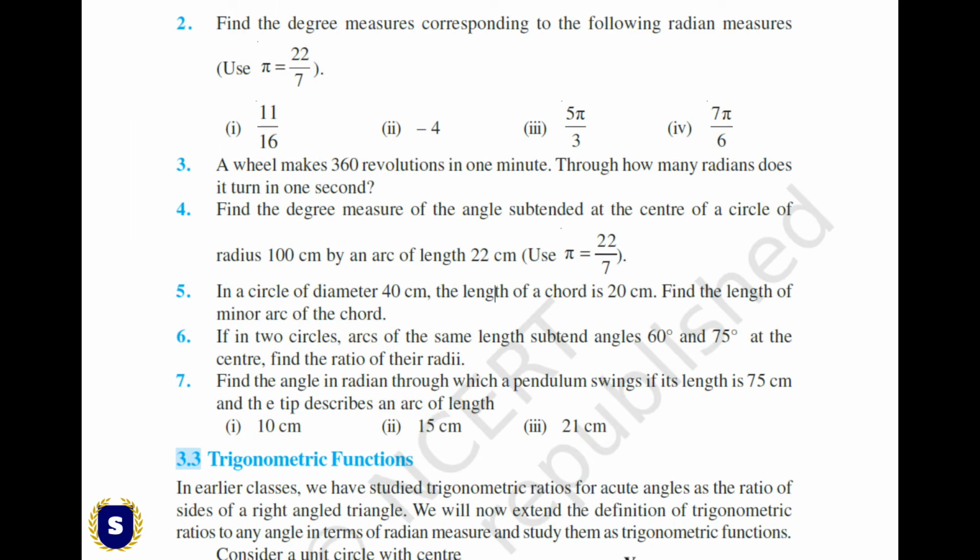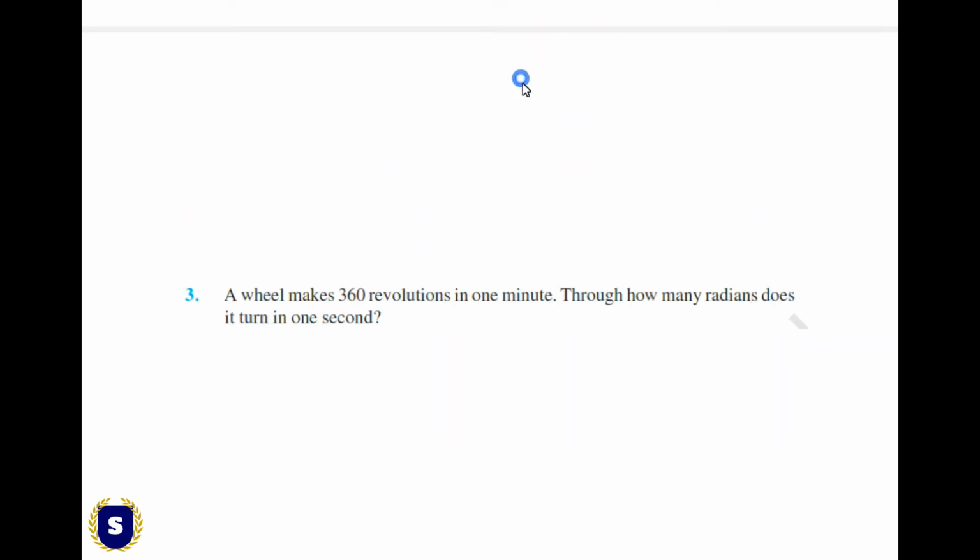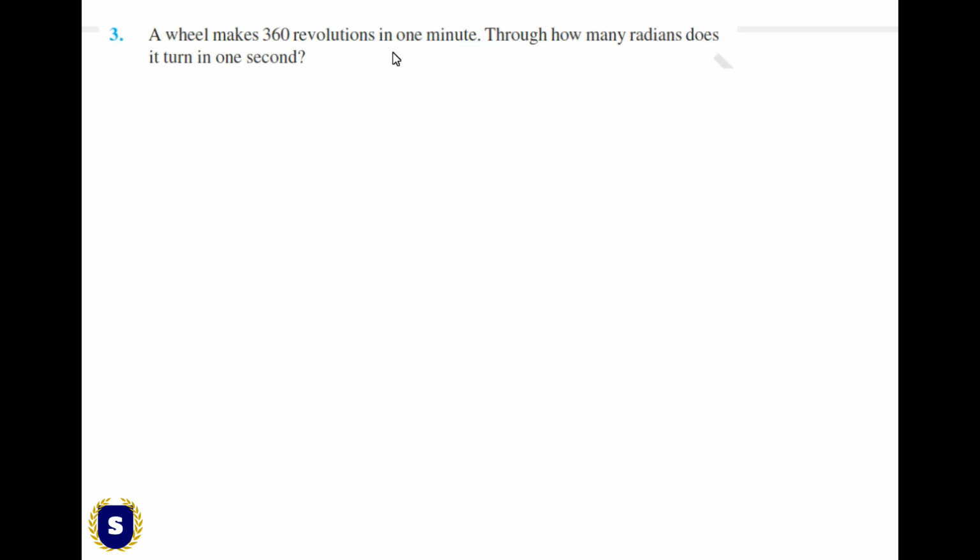Question number 3. A wheel makes 360 revolutions in a minute. Through how many radians does it turn in 1 second? So basically, we have to do two things here. First, we have to convert degrees into radians, and then the time is also different. The given time is in minutes and the measured time is in seconds, right? So let us write first what is given to us. That's a very simple question.